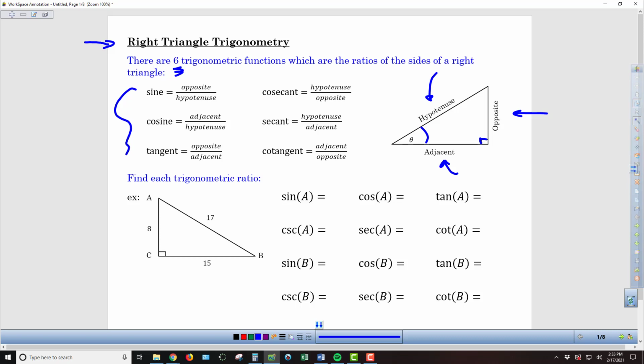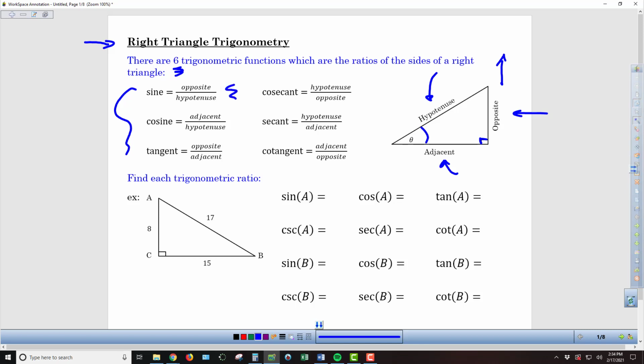So we get the ratio of the opposite side to the hypotenuse. And so the bigger the angle, the bigger this opposite side is going to be, so the bigger the sine value is going to be. Whereas the smaller the angle, the smaller that opposite side is going to be, so the smaller that ratio is going to be. So sine is defined as opposite over hypotenuse.